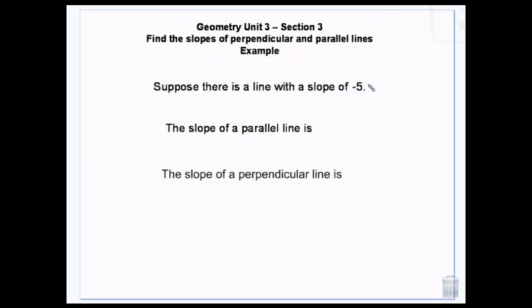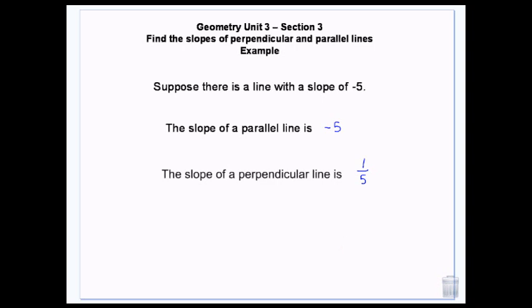Slope of -5. What is our parallel slope? They're the same, negative 5. So parallel is the same. Now, the reciprocal of 5 is, anybody remember? 1/5. Because if you have a whole number, the reciprocal of 2 is 1/2, the reciprocal of 3 is 1/3, 4 is 1/4. So the reciprocal of 5 is 1/5. It's negative, so perpendicular will be positive.